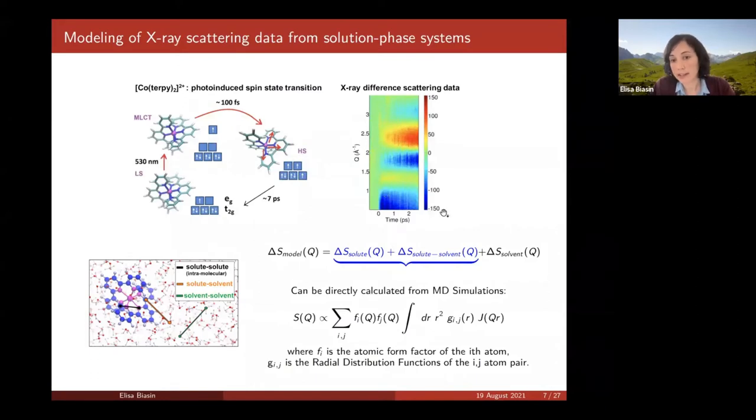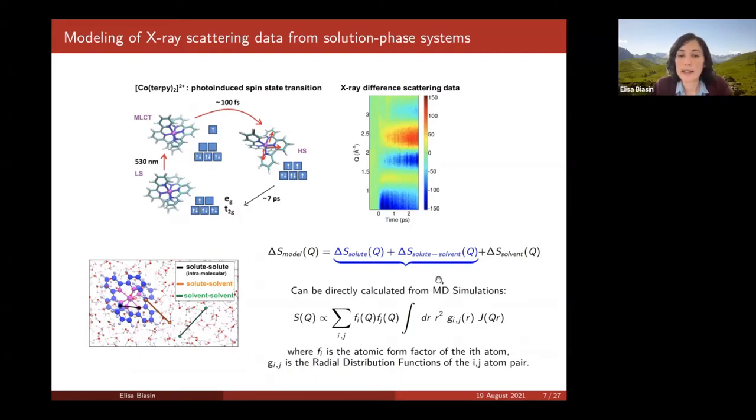For the analysis of this data set, and in general of every X-ray scattering data set, it is useful to think about this signal as coming from three different contributions. The changes in the solute-solute atom pair distances, which tell us something about the intramolecular structural rearrangement. The changes of the solute-solvent distances, which tell us information about the structural reorganization of the first solvation shells.